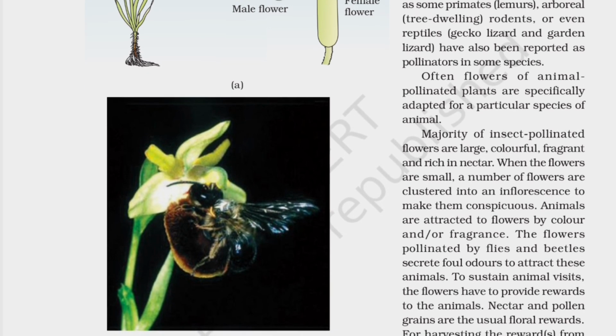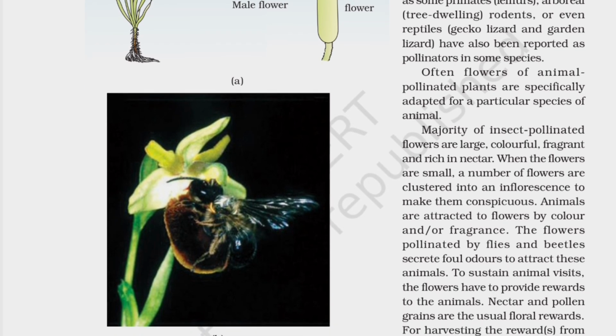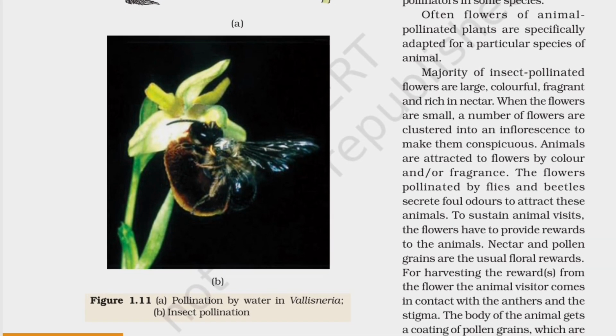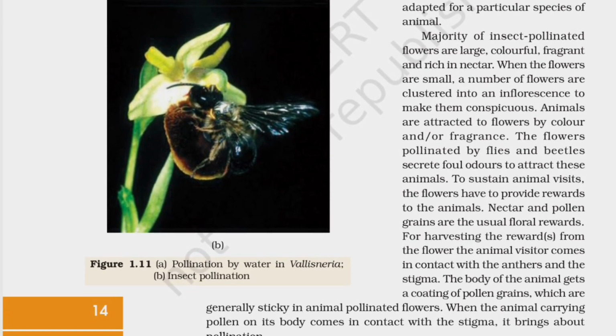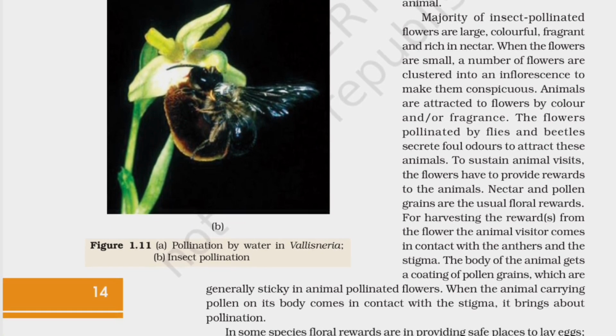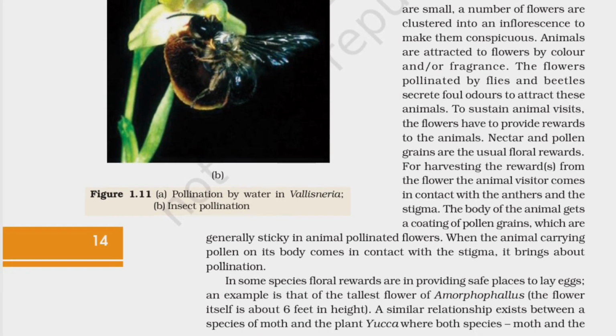Often flowers of animal pollinated plants are especially adapted for the particular species of animal. The majority of insect pollinated flowers are large, colorful, fragrant and rich in nectar. When the flowers are small, a large number of flowers are clustered into an inflorescence to make them conspicuous. Animals are attracted to the flower by color and or fragrance. The flowers pollinated by flies and beetles secrete a foul odor to attract these animals.